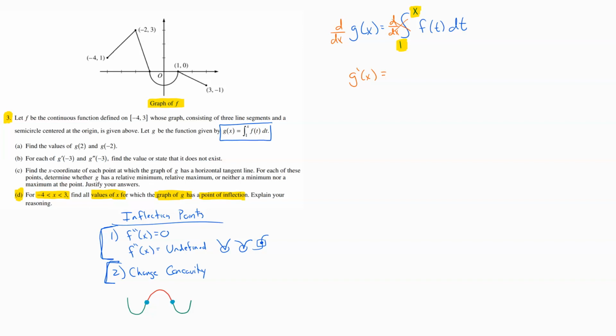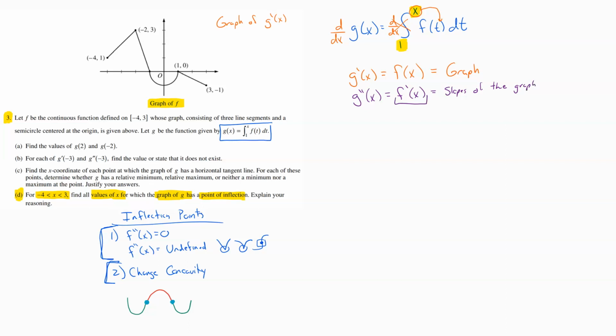They are inverses. It's like squaring a square root. What ends up happening is whatever's up top just drops straight into our equation. So g prime of x is really equal to f of x, which we reinforced previously is our graph. So this is the graph of f, but it is also the graph of g prime of x. We now need to find the second derivative because that's where we go looking for our inflection points. The second derivative of g of x is equal to the first derivative of f of x. So this is going to be equal to the slopes of the graph.